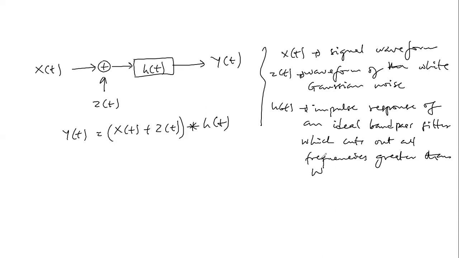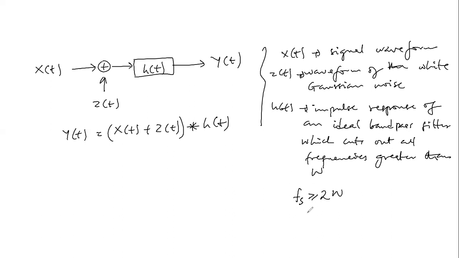more than twice the highest frequency component of the signal to guarantee perfect reconstruction, okay? So as to avoid aliasing, okay? So for us to be able to receive this signal perfectly, then the sampling frequency should be greater than or equal to twice the maximum frequency, okay? And we know that here, the impulse response, this is the impulse response of an ideal bandpass filter, which cuts out all frequencies greater than this parameter, okay?